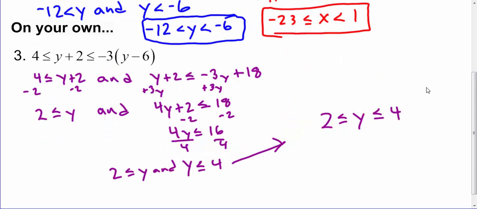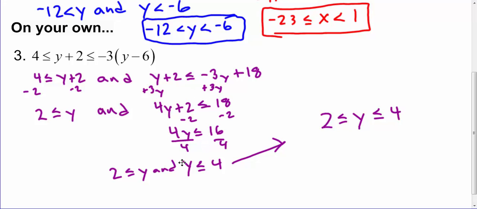Alright, welcome back. You could see my work. Let me walk you through it a little bit. I basically just split this inequality into two distinct inequalities with the word and in between them. First one, 4 is less than y plus 2. And the second, y plus 2 is less than or equal to, and I went ahead and distributed the negative 3, so negative 3y plus 18. And then you can see the process.